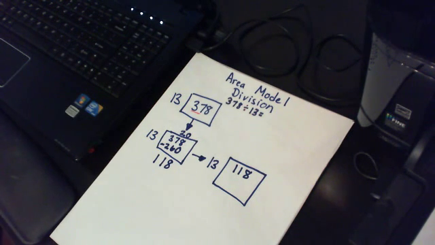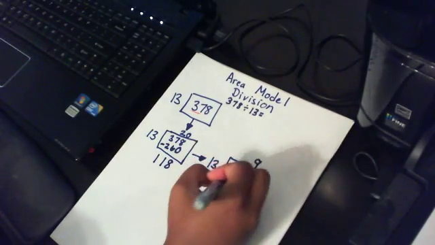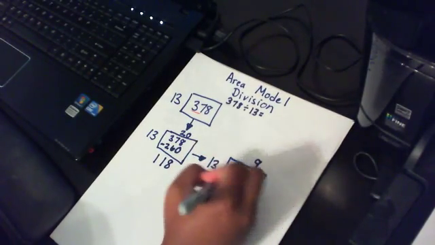Now, we go back to our knowledge. We're looking for what number times 13 is going to get us close to 118. Well, I know that 13 times 10 is 130. And that's too big. So if I go down to 13 times 9, that's going to give me 117. So I can use that. I'm going to put a 9. And that gives me 117.